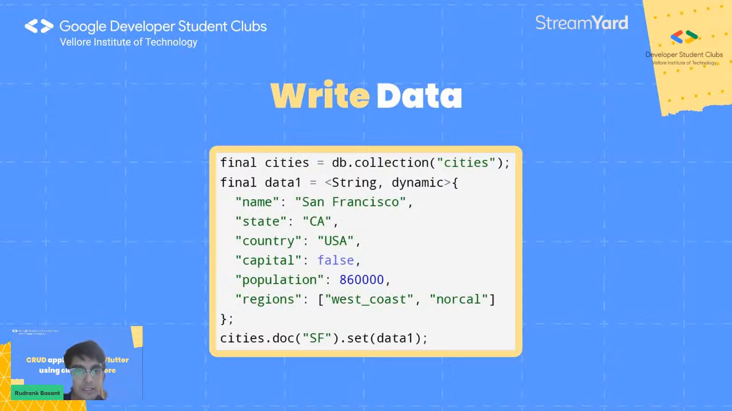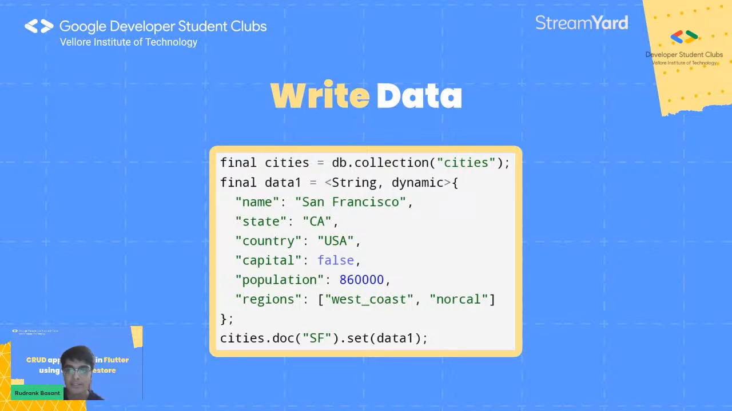Now in the cities collection, we have made a mapping here, as you can see: name, state, country, capital, population, and regions. We have made this as data one, and we use the set function to write data in Firebase. This set function is very important, and you must remember that while writing data, we use set, not create or write. So in the last line, you'll see cities.doc SF.set data one.